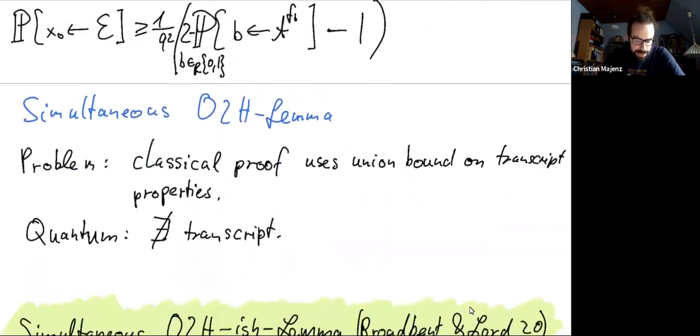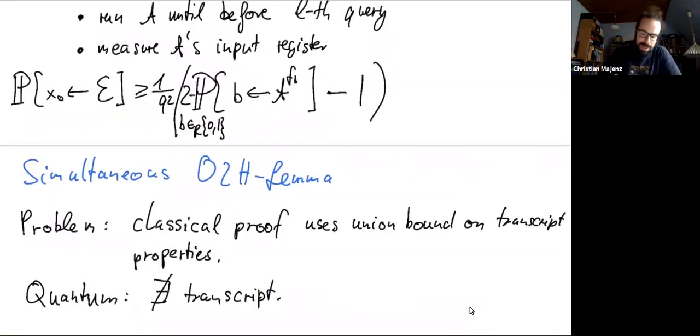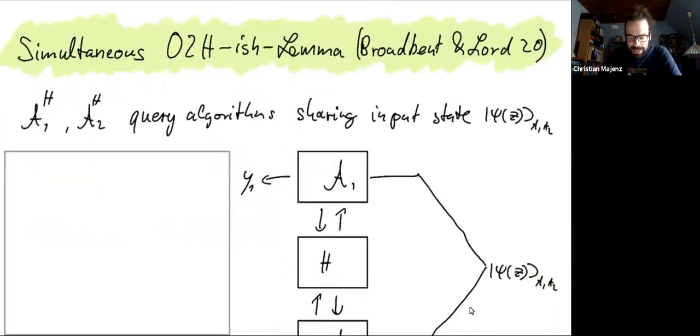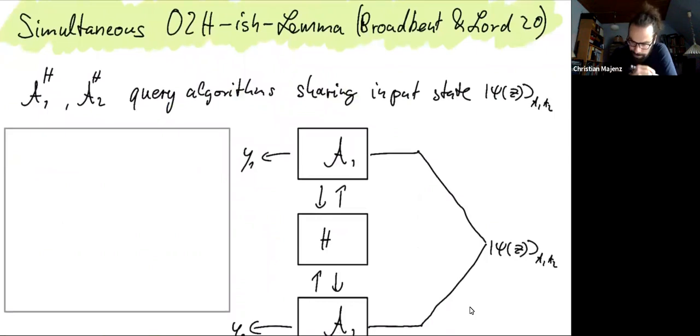But now we cannot do the same trick for the simultaneous version because there's no transcript of queries, so we really cannot use this union bound argument, right? Note that here, if we wanted to use a union bound, we would need to use a union bound on these probabilities here, and they are suppressed with 1 over Q squared. So you get a trivial bound. So Broadbent and Lord actually proved a simultaneous O2H style lemma.